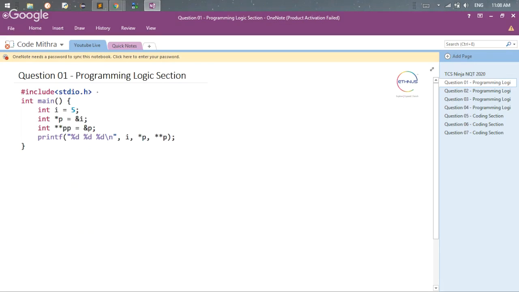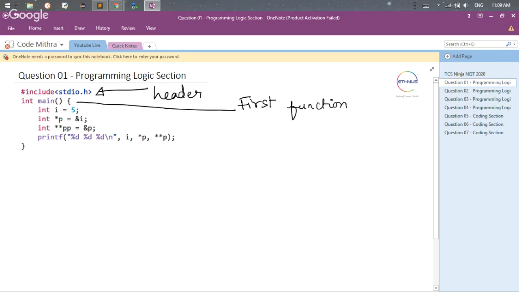In C, we call this the preprocessor for including the header statement. We will be speaking about this a little later, not now. In any C program, it will directly call the main function, which is the first function to get executed.